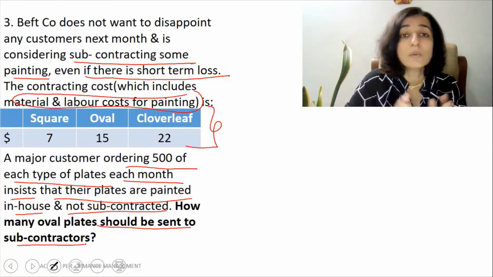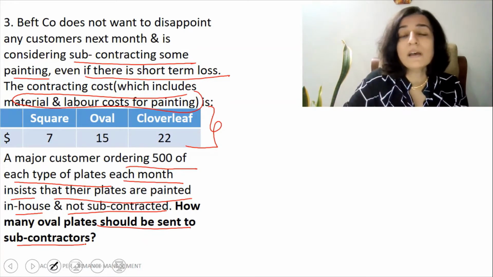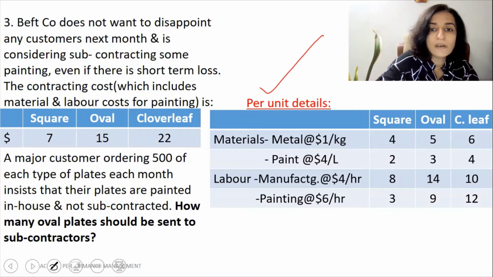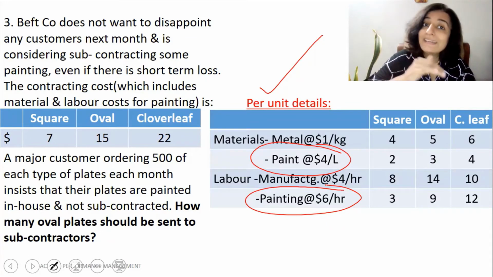So in a make or buy with the limiting factor, what do we do? We compare the making cost with the buying cost. So we shall see the relevant question extracts. So these are the per unit details which are given. Focus your attention only on the material cost of painting and the labor cost of painting, because that is the making cost. That is the cost of painting in-house.